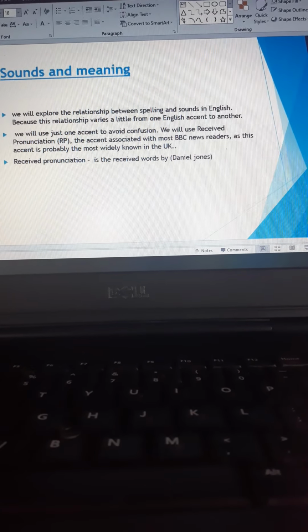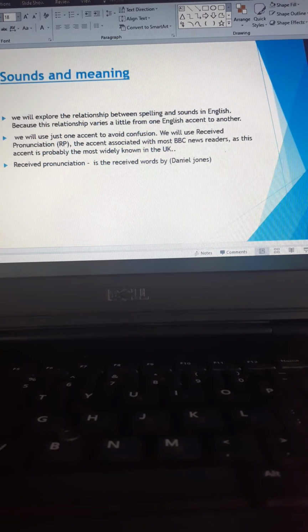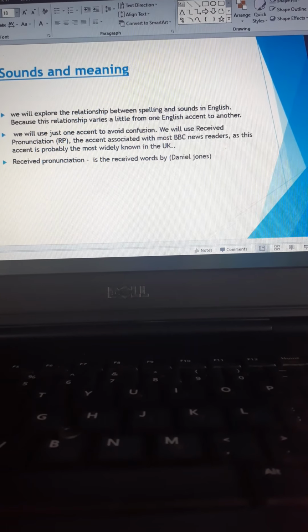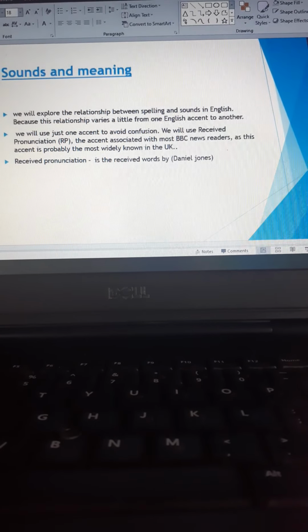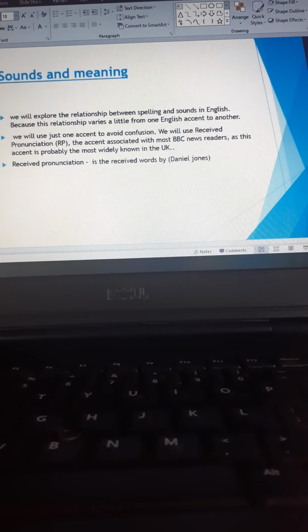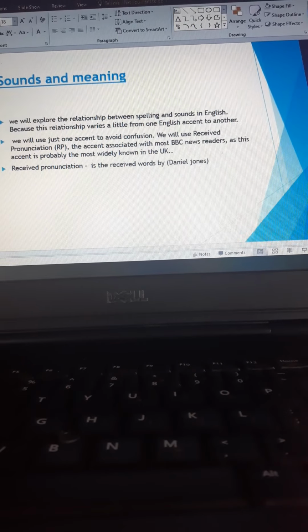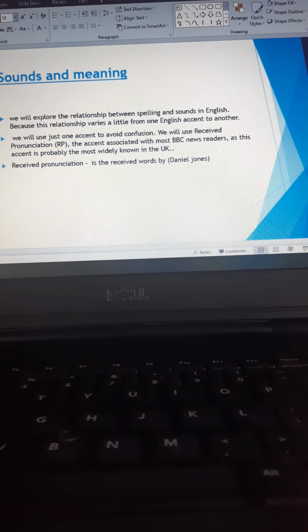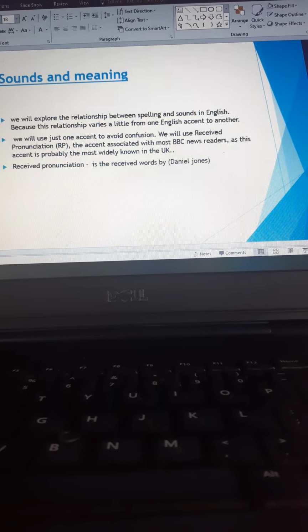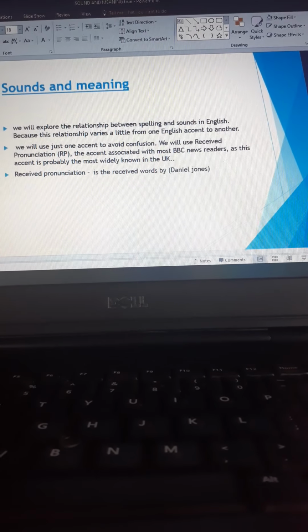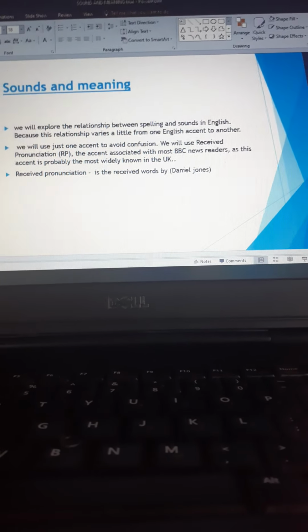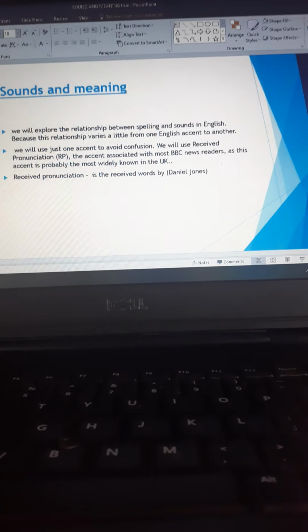Because this relationship varies a little from one English accent to another, we will use just one accent to avoid confusion. We will use the RP, or received pronunciation, the accent associated with most BBC news readers, as this accent is probably the most widely known in the UK. This is the received pronunciation, according to Daniel Jones.